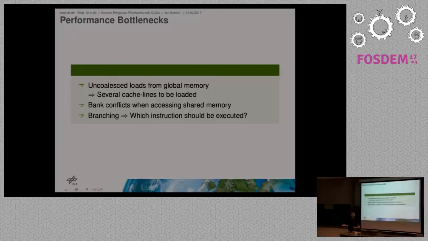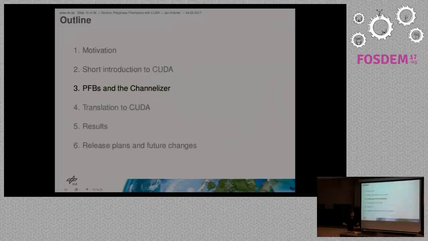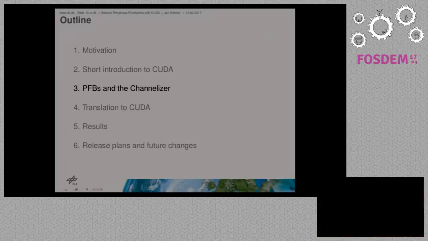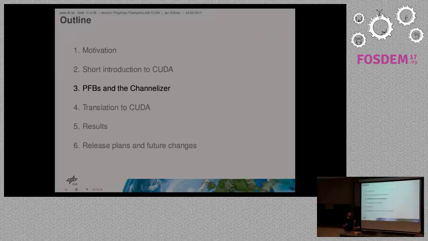So if you have a branch, it might be that one thread inside a warp has another instruction than the others. So these threads then would have to be executed in serial, because which instruction would you execute then? So yes, these are the three main performance killers that can come up when you do GPU programming. And if you're wondering why does my code not run as fast as I think it should, go to this list. So now, polyphase filter banks.